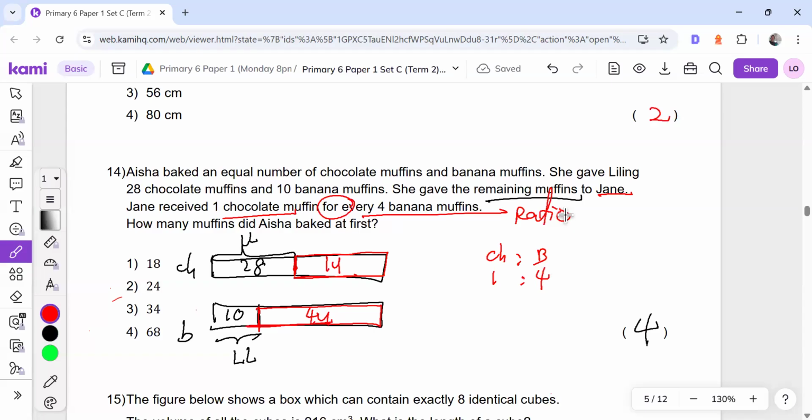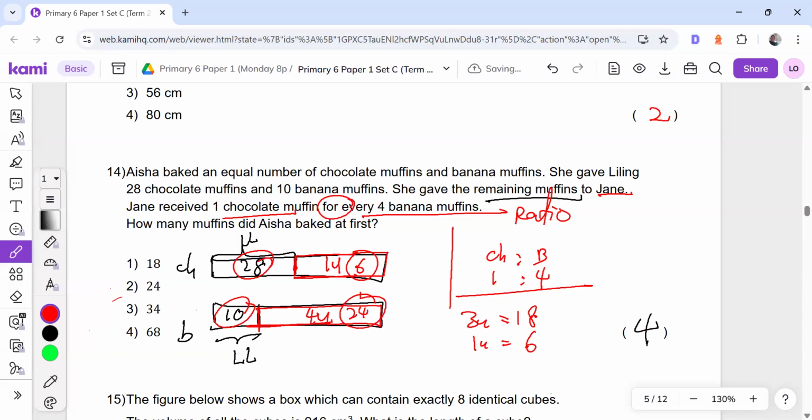And then once you put the units inside the model, can you solve already? You compare the units, that will be 3 units. Compare the whole numbers, that will be 18. So you have 3 units more, which is also equal to 28 minus 10, 18 more. So 1 unit will be 6. If 1 unit is equal to 6, then 4 units will be 24. 4 times 6. Got it?